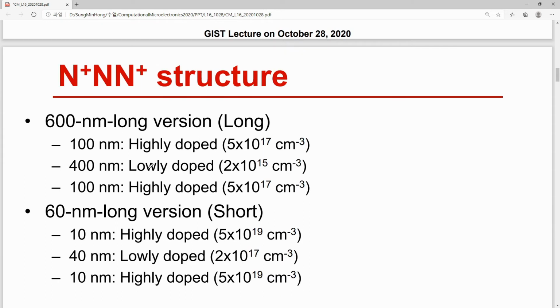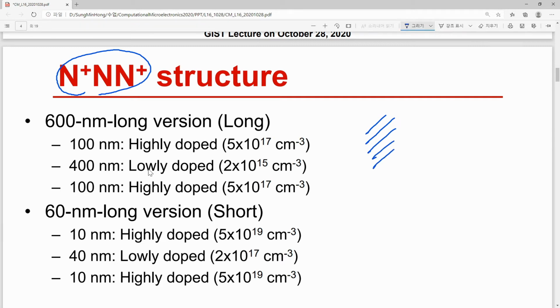In today's lecture, I will think about 2 different structures, like an n plus n plus structure, where we have a heavily doped region and a heavily doped region. In between, we have a relatively lowly doped region. One is a long device and one is a short device. The long device has a total length of 600 nanometers and the short one has 10 times shorter length, so just 60 nanometers long.